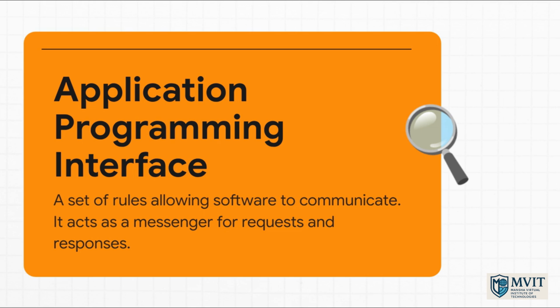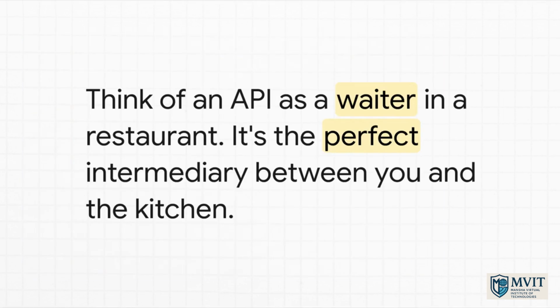And the beauty of it is, it doesn't need to know all the messy details of how that other program works on the inside. And honestly, the best way to get your head around this is to think of an API as a waiter. This analogy is just perfect. It breaks down the whole thing beautifully.